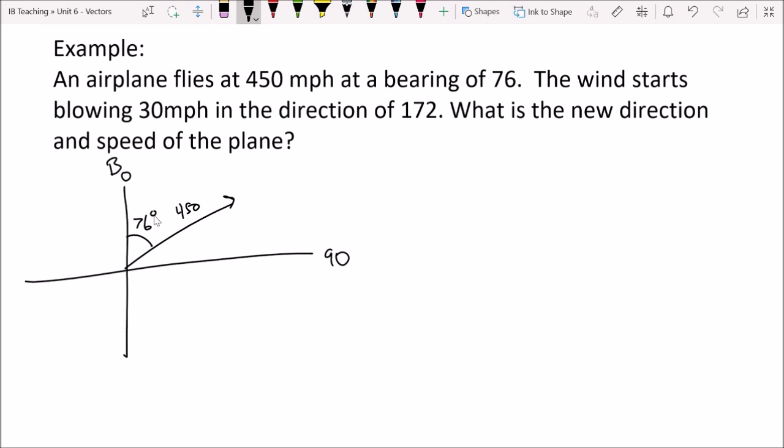All right. The wind begins to blow 30 miles an hour in the direction of 172. Okay, 180 is down here, then 172, and no, it's not quite to scale, but 172 tells me that is an 8 degree angle, and we have a magnitude of 30. We are asked, with those two things going on, what's the new direction and speed of the plane? Cool. That tells us we're going to add them together. We're going to add the plane plus the wind and get the result.